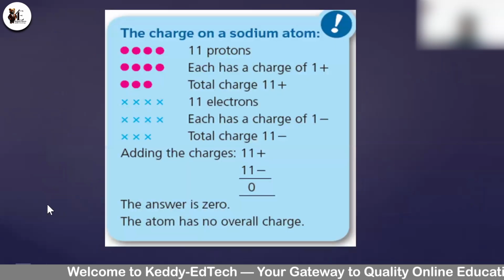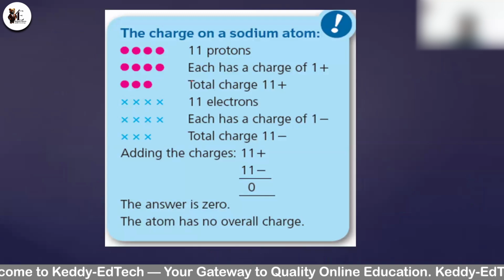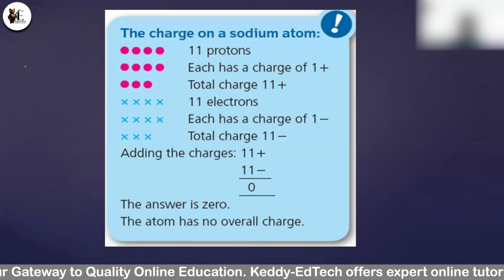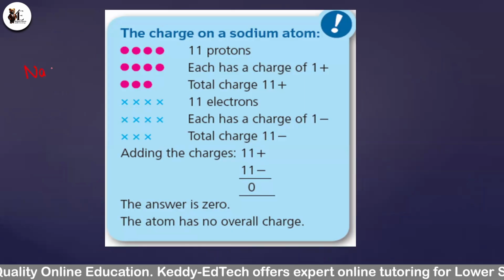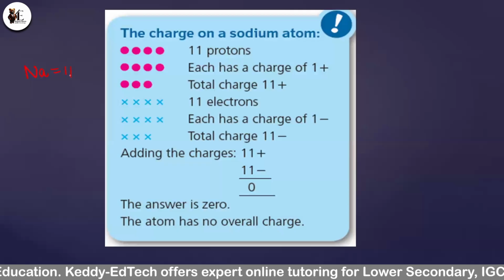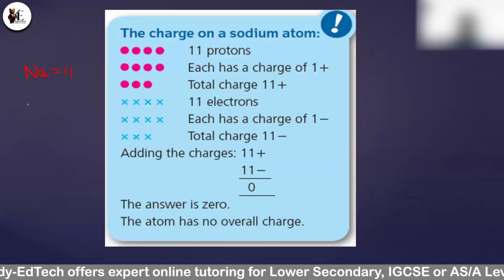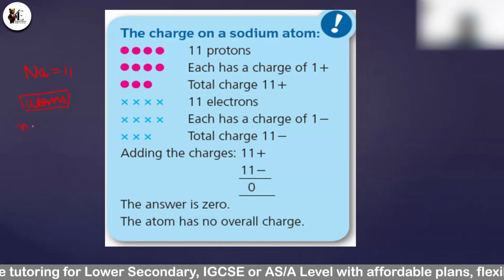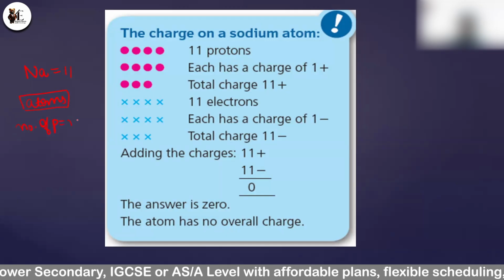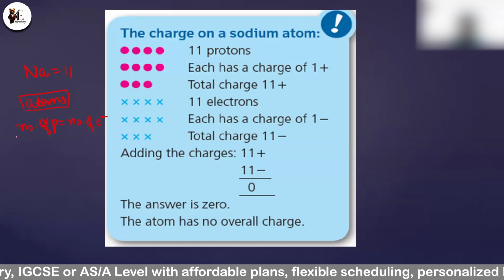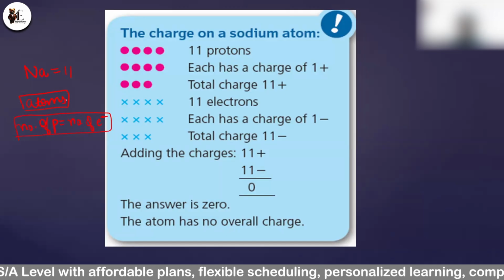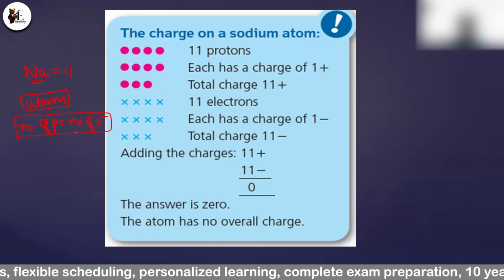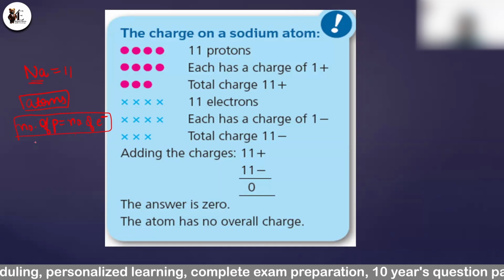Example, if I ask you what is the number of protons on a sodium atom, Na? It is 11, right? I have told you, remember that in case of atoms, number of protons is equal to number of electrons. Number of protons is equal to number of electrons in case of neutral atoms. Sodium is neutral. You cannot see any charge, positive or negative here. So number of protons is equal to number of electrons, right?